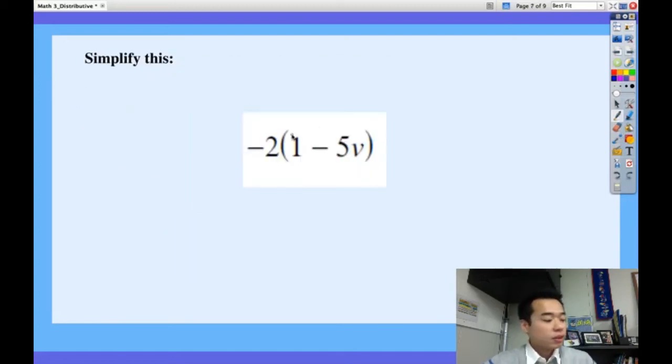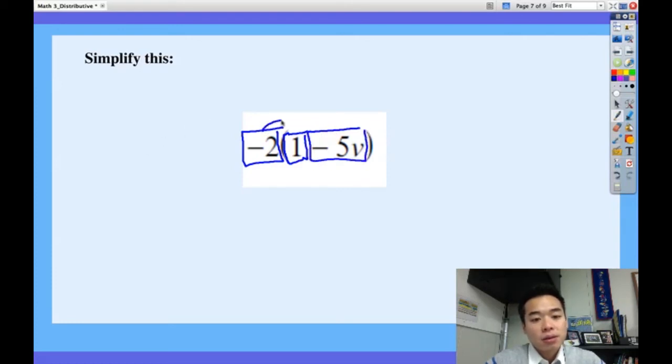Okay, same thing with this one. Step 1, I'm going to box each term. So now I have a negative 2 on the outside, positive 1, and a negative 5v. Do the distributive property, or some people call it the double rainbow, but we're going to call it the distributive property of multiplying. Negative 2 times positive 1. Negative times positive is a negative, so negative 2. Negative 2 times negative 5v. Negative times a negative is a positive, so that's positive 10v.